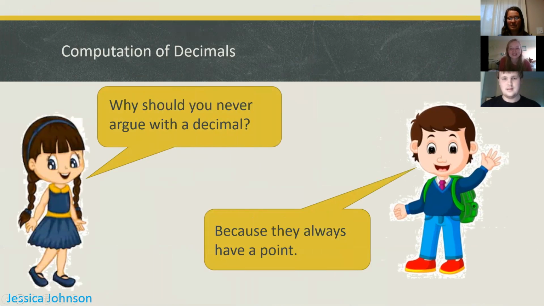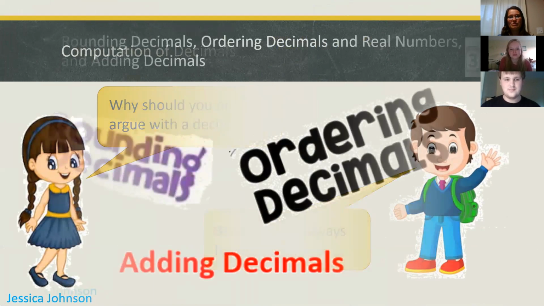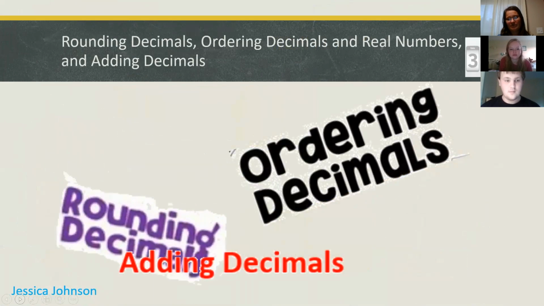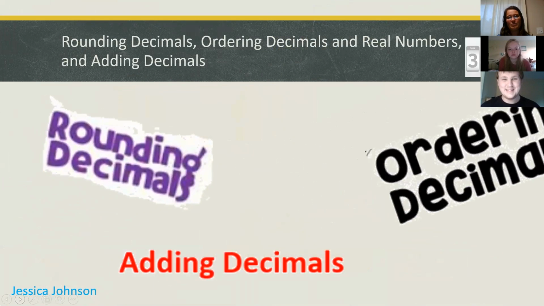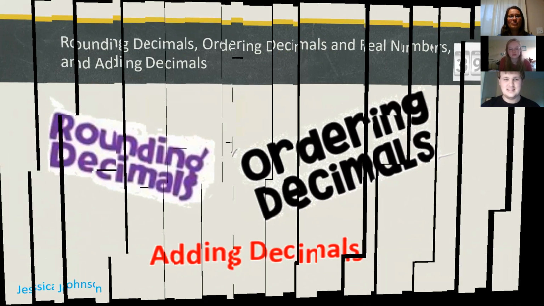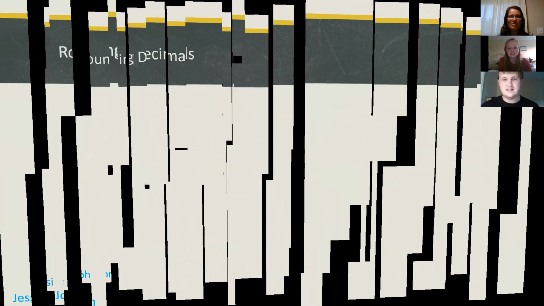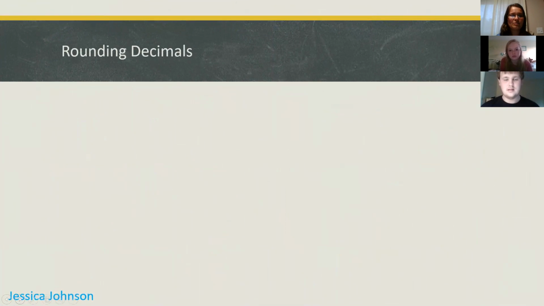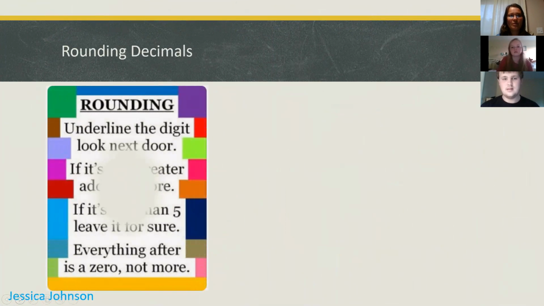Mathematicians, my name is Jessica Johnson, and I want to teach you about rounding decimals, ordering decimals, and adding decimals. I want to show you this neat little poem that I found about rounding decimals, and this can help you remember the 5-up rule. Underline the digit, look next door. If it's 5 or greater, add 1 more. If it's less than 5, leave it for sure. Everything after is 0, not more.